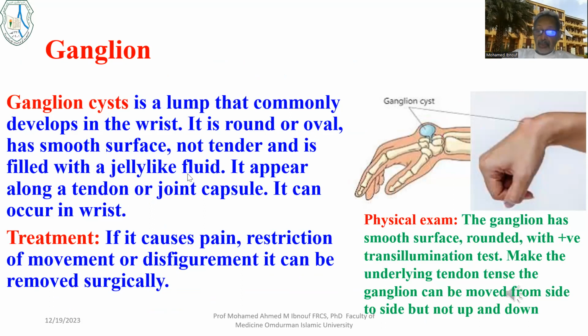It is filled with jelly-like fluid. But because it is small, it might be difficult to demonstrate a fluctuation test, but one can demonstrate a transillumination test. If it causes pain, restriction of movement, or disfigurement, it can be removed surgically. But usually it might get connected with a joint capsule.